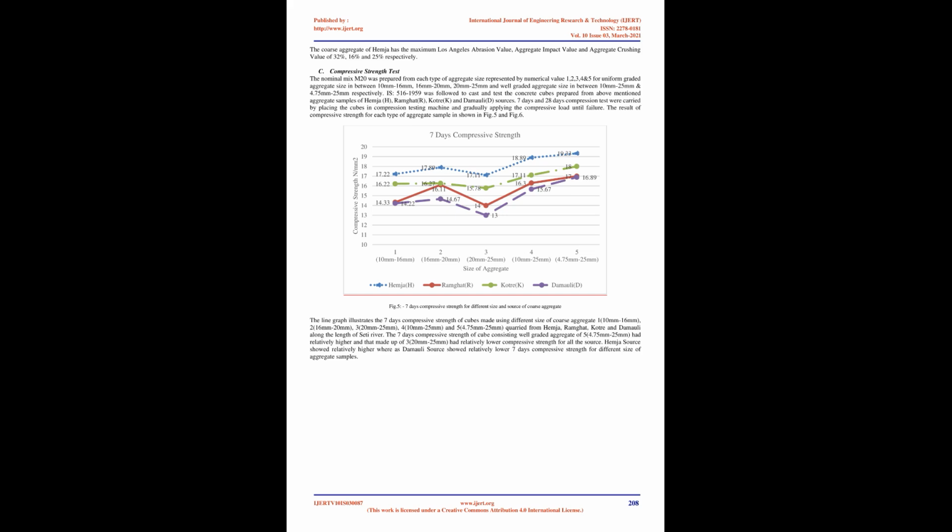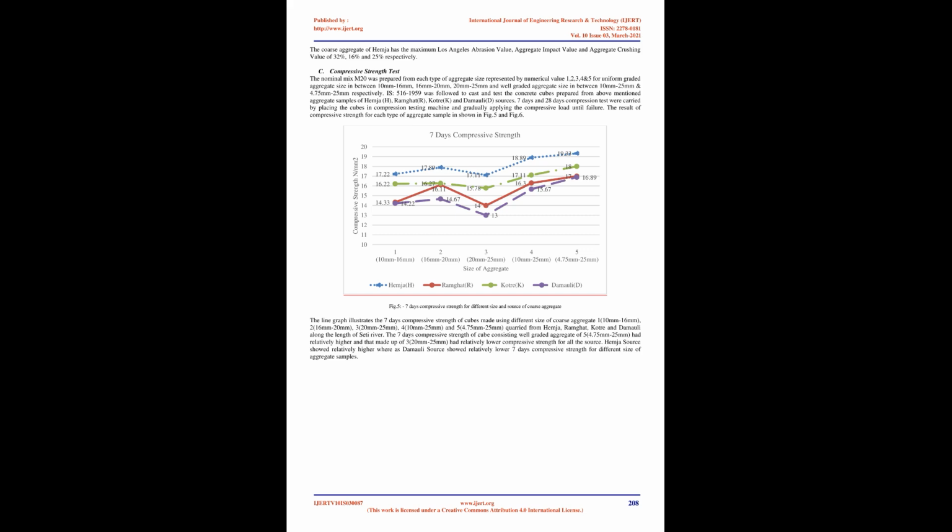Results and discussions. Coarse aggregate from the 4 different sources, Hemja, Ramghat, Kotre, and Damauli, was collected and various tests were performed. The results obtained from the tests are tabulated below. Physical properties of coarse aggregate. The physical properties of coarse aggregate, i.e., specific gravity and water absorption capacity, were determined as per the standard stated in IS 2386, Part 3, 1963. The result showed that the coarse aggregate had relatively similar specific gravity, but water absorption capacity goes on decreasing towards the downstream.